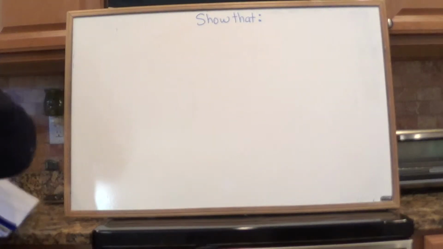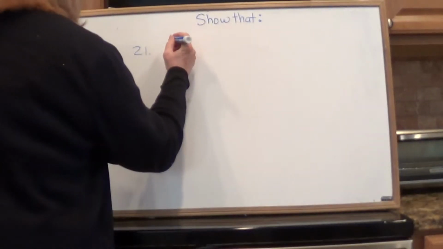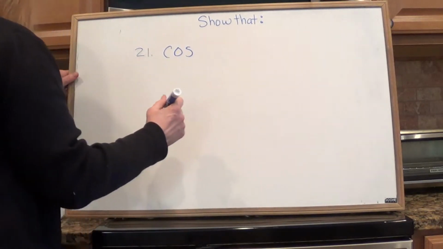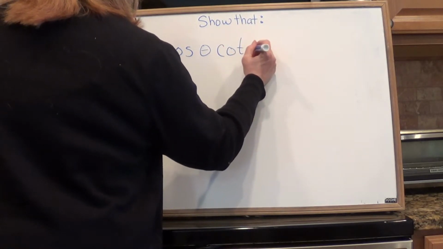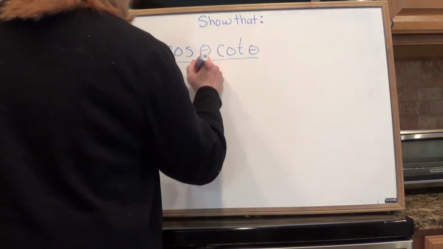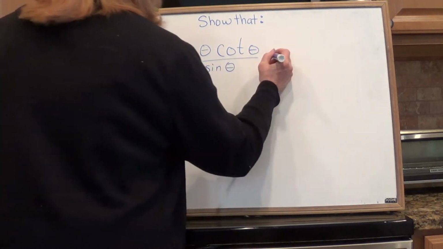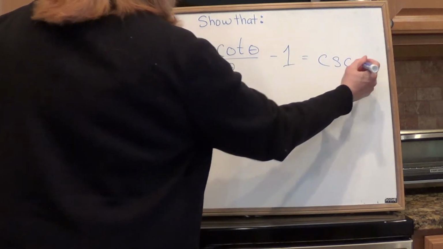On number 21, it looks like this. Picking one which I think that you probably haven't got to address at all, or not very much. Cosine theta, cotangent theta, and 1 minus sine theta, and a minus 1 just hanging out here equals cosecant theta.